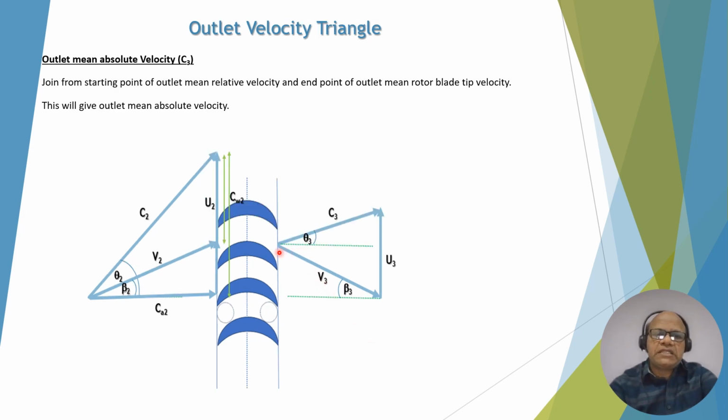Now we have to join the starting point of V3 and the end point of U3. This is the absolute velocity at outlet. You can think of the passenger coming out and being carried away by the motion of the train. This is the same thing. Steam is coming out and then it is carried away because of the motion of the moving blade, and that is why it reaches here. So this is called C3. It has two components, which we'll see later.